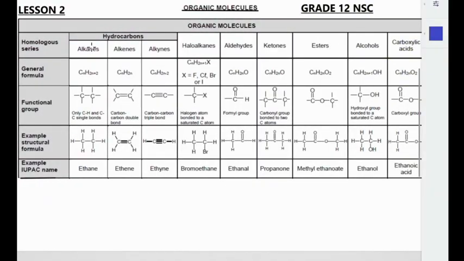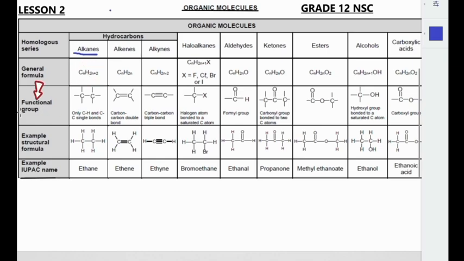So let us look at the first homologous series. The first homologous series is, of course, the alkanes. We're going to be looking at the alkanes here. Now, the general formula for the alkanes is CnH2n+2. Now, this general formula, you need to memorize it for the exams because it is possible that they ask you about this general formula in the exam. So you need to know it by heart.